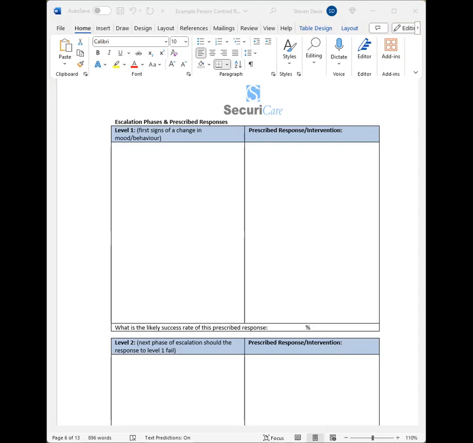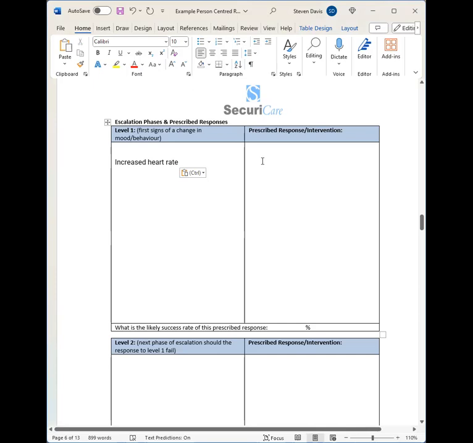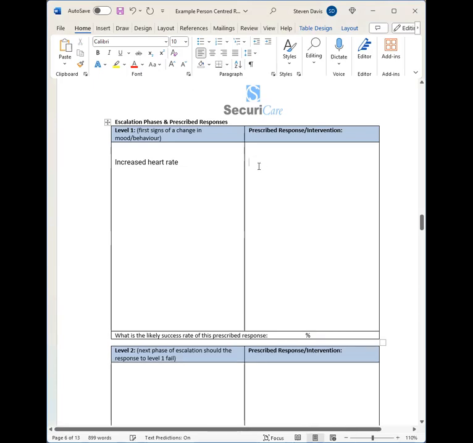So they may not be able to tell you, or they may just say, I'm angry. And that for them may be the sign. But again, what you can see, so signs and symptoms. And then for each of those signs and symptoms, we want to give a prescribed response. So let's just say in our first box, we go, I've got an increased heart rate. So then here, our prescribed response could be, you know, to sit down.